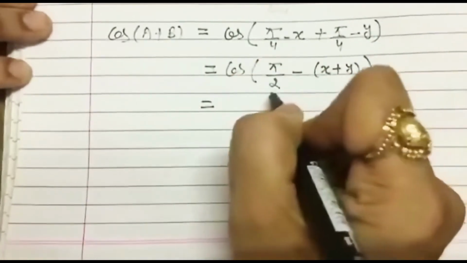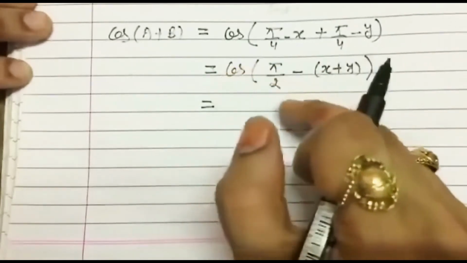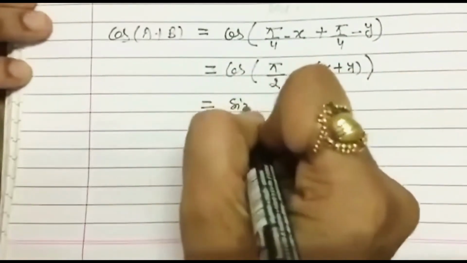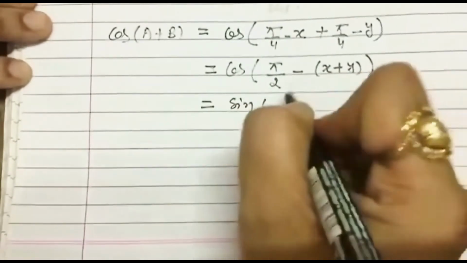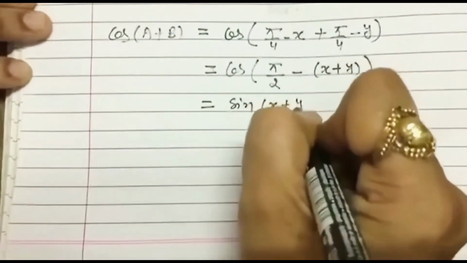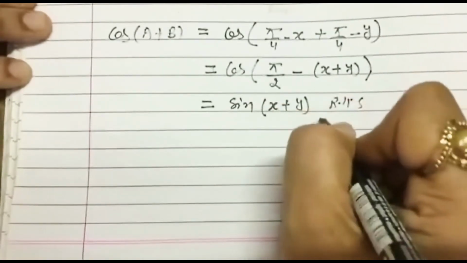And you know that cos(pi by 2 minus theta) is sin theta. So here in place of theta, it is x plus y. So you will get sin(x plus y), which is the RHS, and hence proved.